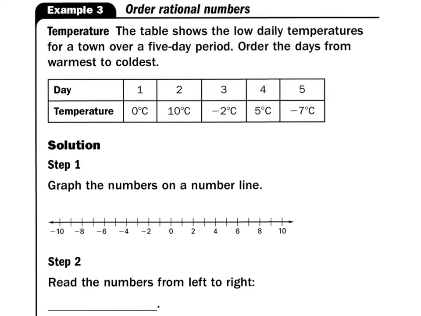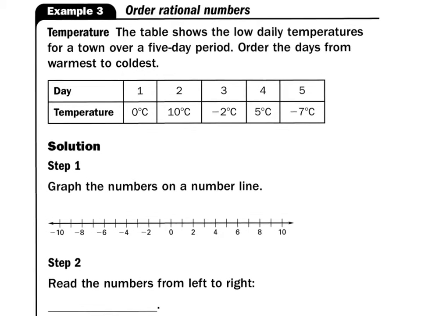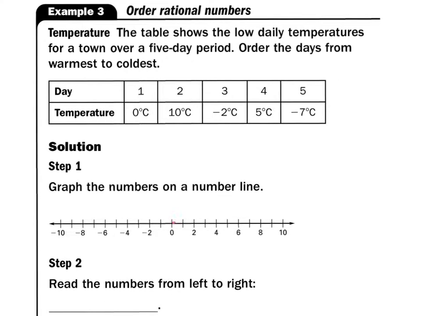Now, to order rational numbers, there's a few ways we can go about this. First step that we're going to do is to put them on a number line. Okay? This is showing the low daily temperatures for a town over a 5-day period. We're going to order them from warmest to coldest. But to get them in order, we kind of want to look at them on a number line first. So on day 1 is 0 degrees. So we're going to put a dot at 0. That's day 1, which is 0.